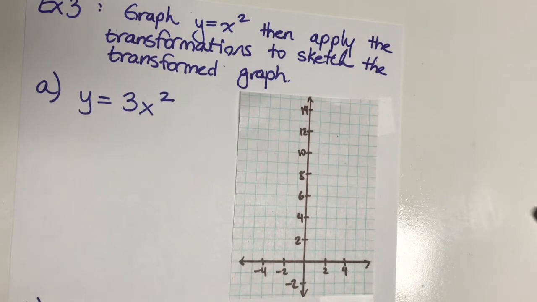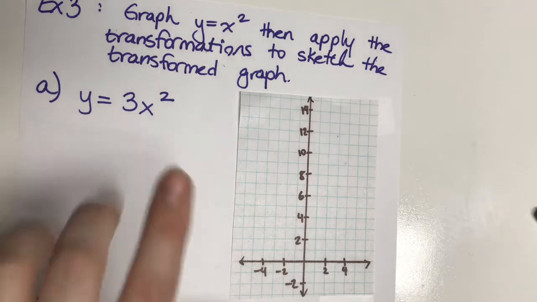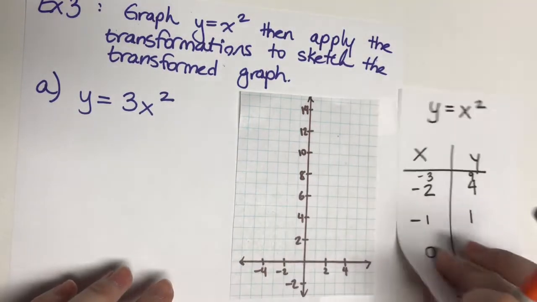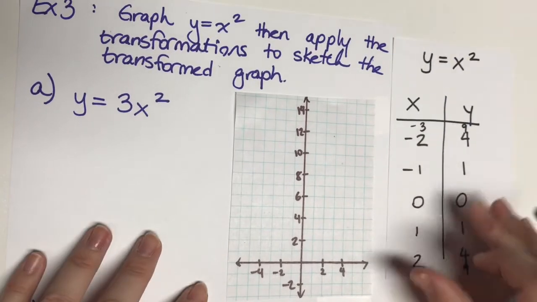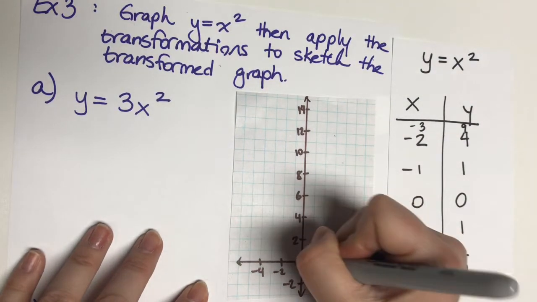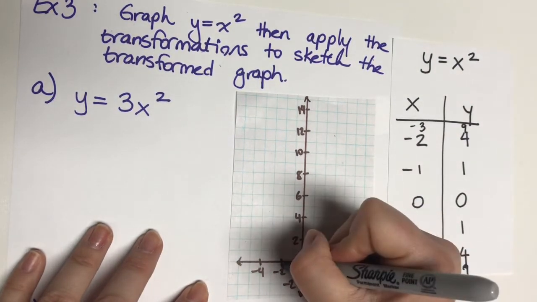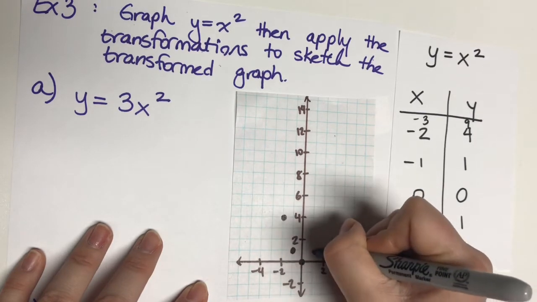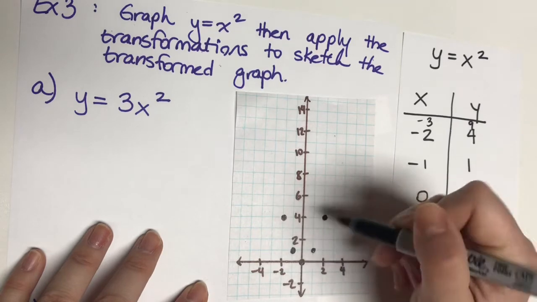Okay, this question says to graph y equals x squared, then apply the transformations to sketch the transformed graph. In this example, I'm only looking at stretches and compressions. I'm not translating it left or right. So I'm going to start off by graphing my original y equals x squared graph. So -2, 4, -1, 1, 0, 0, 1, 1, and 2, 4.